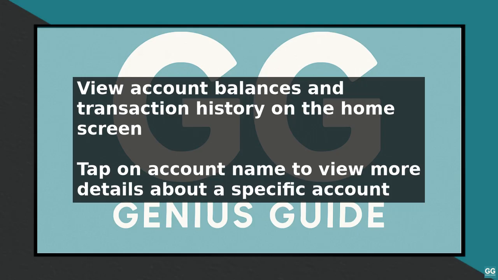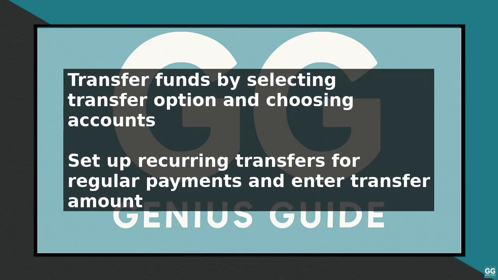The Fifth Third Bank mobile app also allows you to pay bills and send money to friends and family. To pay a bill, select the Pay Bills option and choose the biller from the list of approved billers. Enter the payment amount and due date, and confirm the payment.